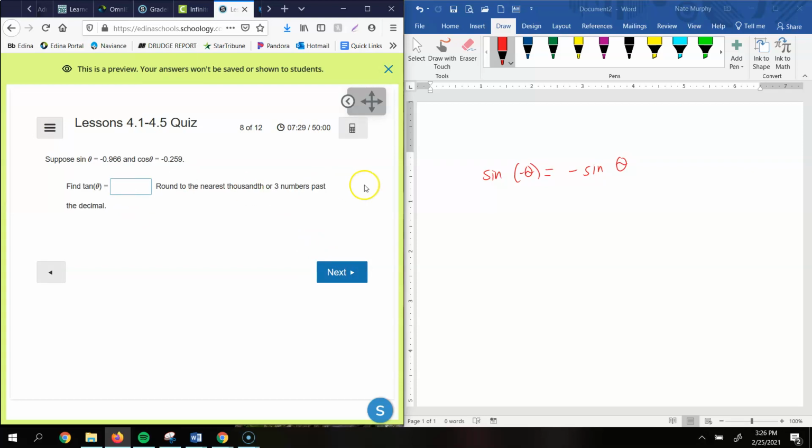And remember, the tangent of theta is the sine of theta divided by the cosine of theta. So the sine of theta is negative 0.966, and the cosine of theta is negative 0.259. My answer here is going to end up being a positive value because a negative divided by a negative would be positive. My answer would be 3.7297, but we're going to round to the nearest thousandths, so this would be 3.730. If you said 3.729, I gave you credit. Technically, though, we'd want to round that up to 3.730. Or if you just said 3.73, that would be fine as well.